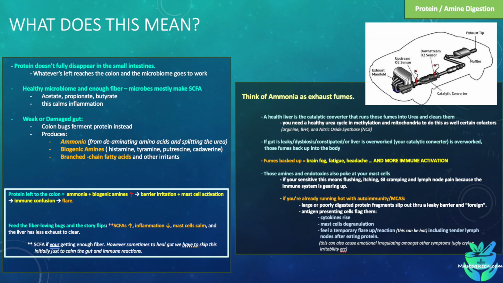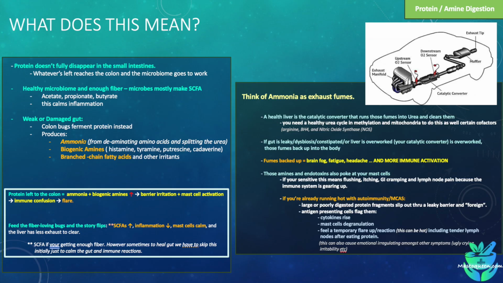If you're sensitive, this means flushing, itching, GI cramping, and lymph node pain because the immune system is gearing up. Now, you don't always have to have all of those symptoms. It's going to be slightly different for everyone. But if you are getting that lymph node pain, this is a huge, huge, huge factor. And if you're constantly getting the brain fog, headaches, fatigue, etc., this is also because your ammonia and other toxins are building up in your system. So protein, while all of this is happening, can actually wind up becoming your enemy, and you don't want that.